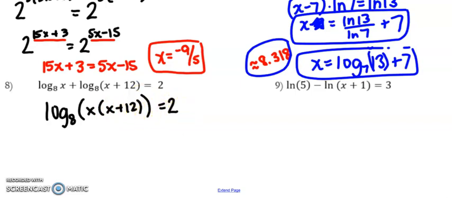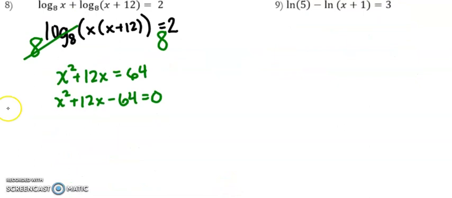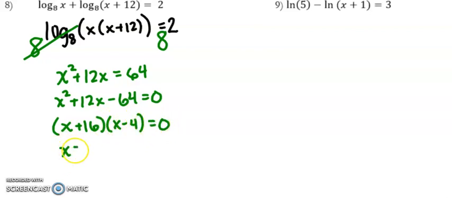Now that I have a single logarithm, I can undo that with an exponential of a base 8. Those will cancel. I have x squared plus 12x equals 64. To solve a quadratic, I want to set everything equal to 0, and factor. I end up with x plus 16 and x minus 4 being equal to 0. x equals negative 16, x equals 4.